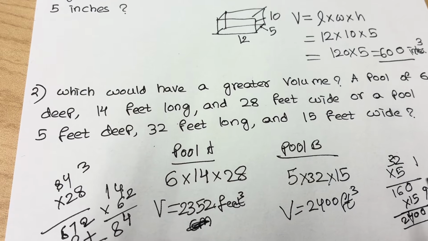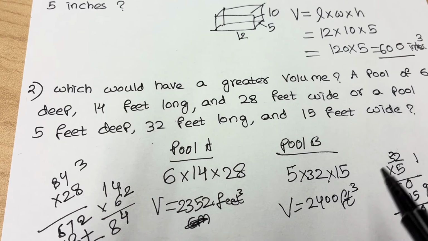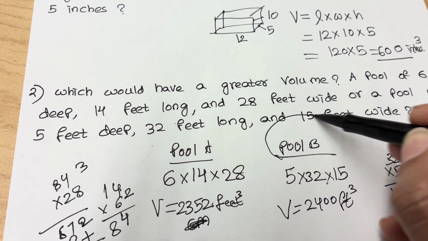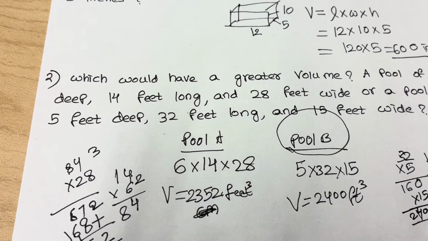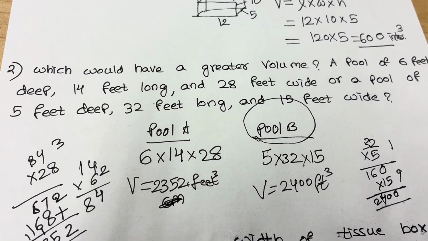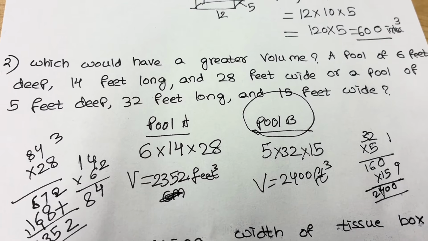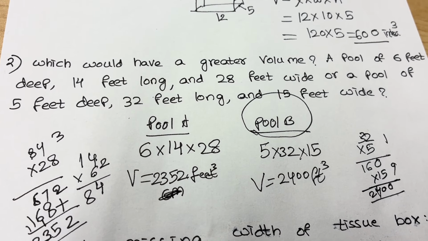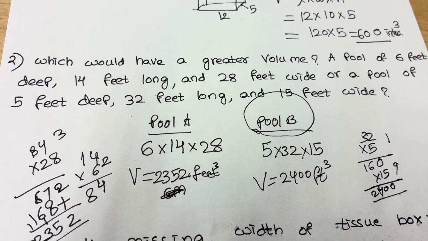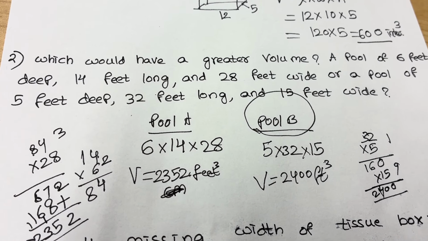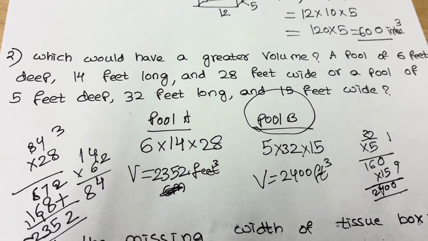So which one do you think has a larger capacity, greater volume? Greater volume is 2400. So pool B has the larger capacity. This is how you solve the problem using the formula for the rectangular prism. We find the volume of the pools and then compare and find out which pool has a greater volume.